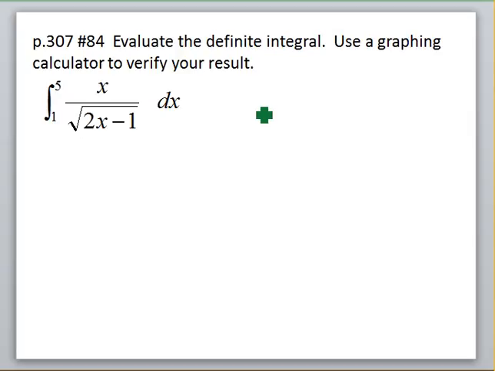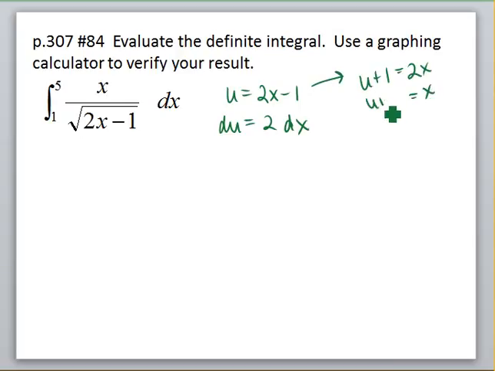I actually had two problems and I realized that just now, so apologize for that. So u equals 2x minus 1. This one again is not as easy just because I don't get what I need. I need an x dx, not a 2 dx. So I'm going to have to take this off to the side and say, well, u plus 1 equals 2x. So x is equal to u plus 1 all over 2.